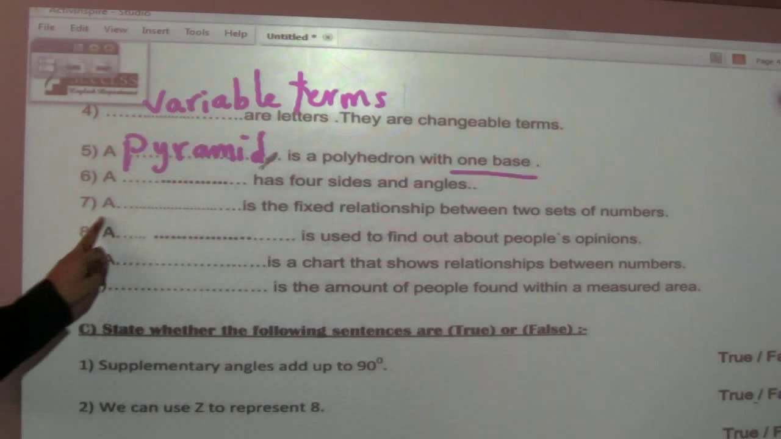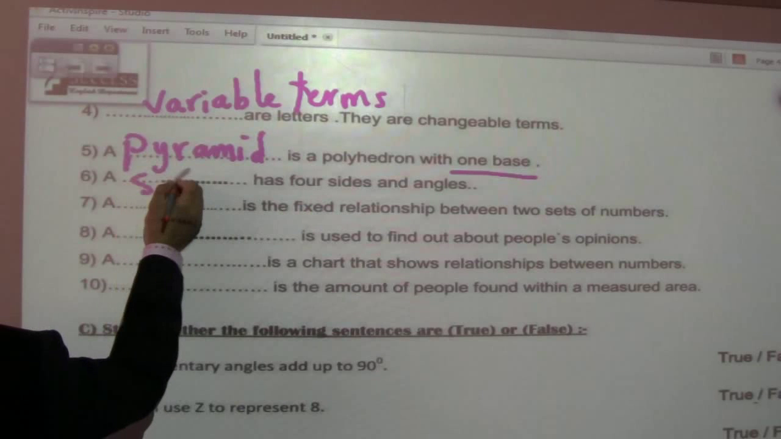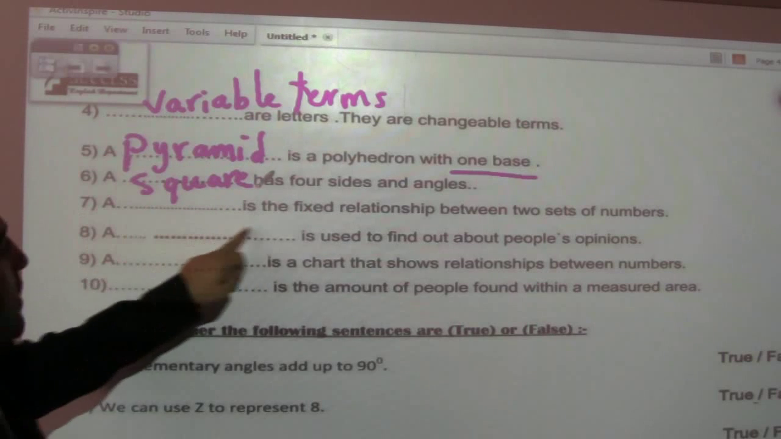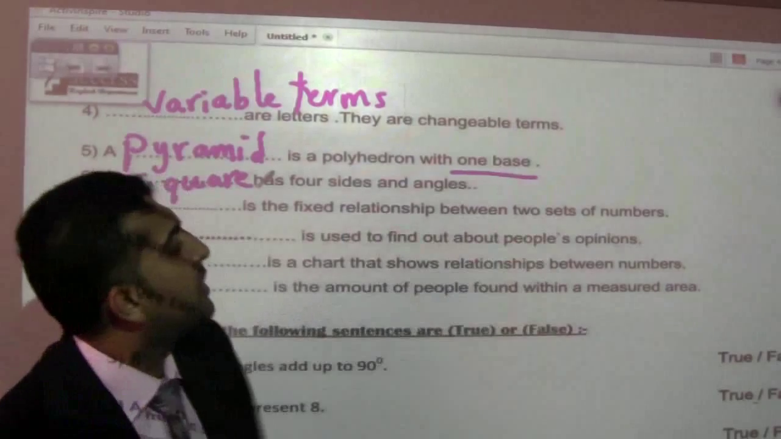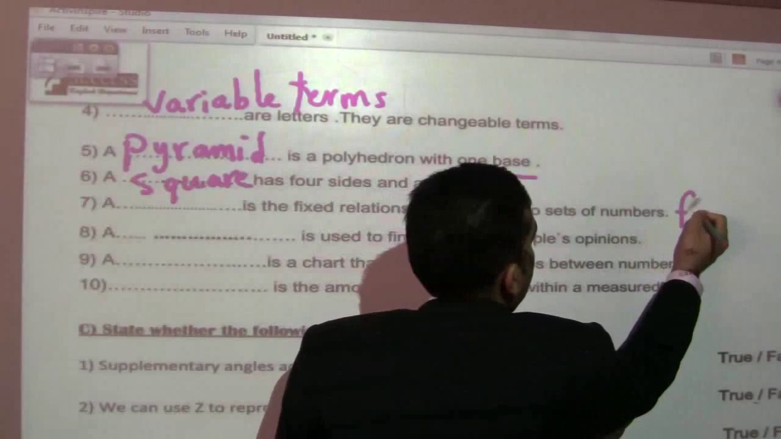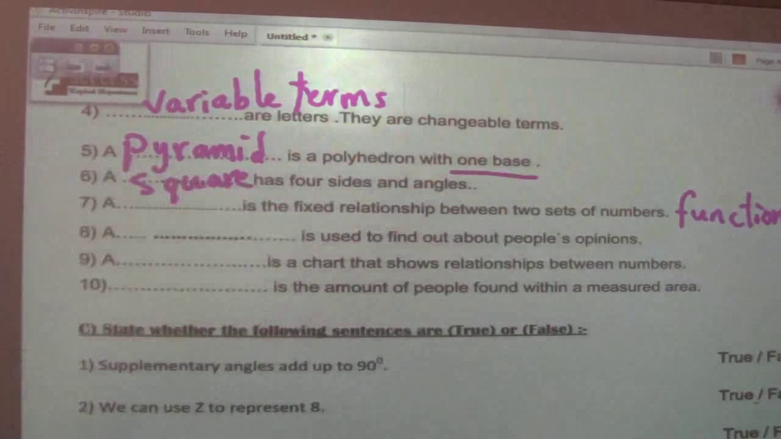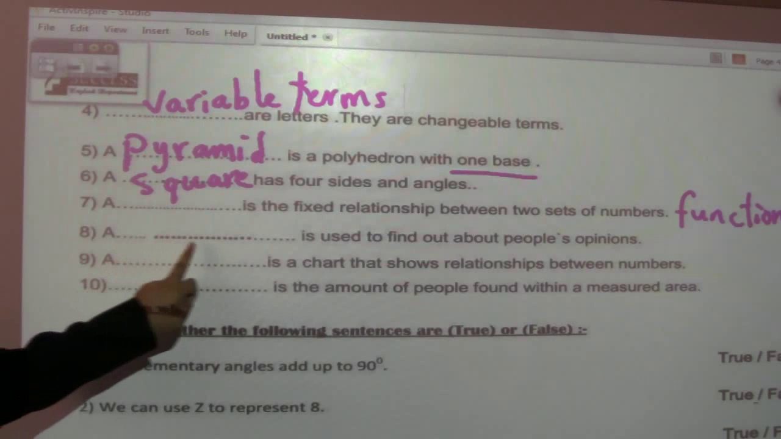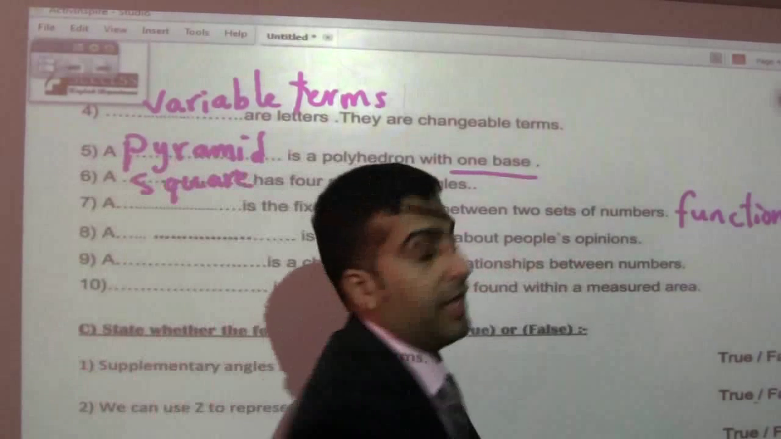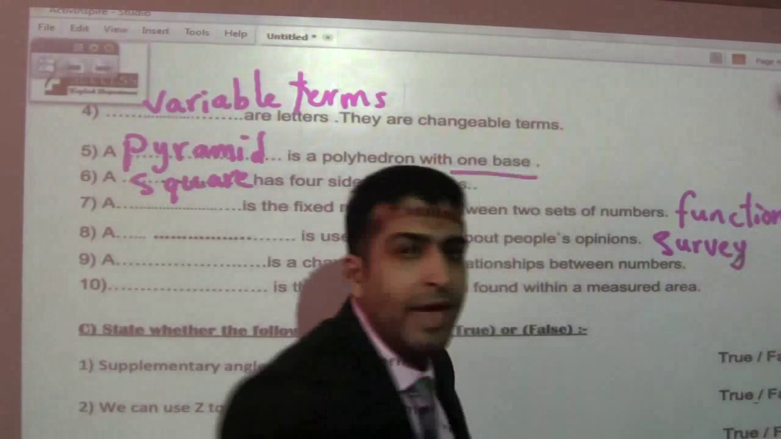Number 6, a space has 4 sides and angles. It's square. Number 7 is the fixed relationship between two sets of numbers. It's function. Number 8, a space is used to find out about people's opinions. It's survey. It means in Arabic, استبيان.